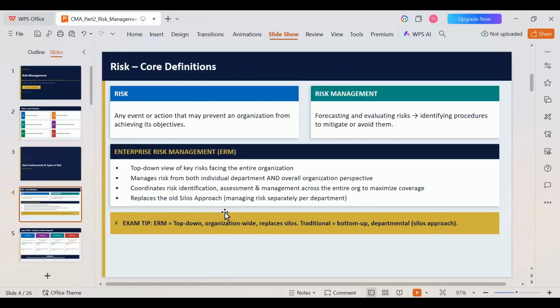Risk is any action that prevents an organization from achieving its objectives. Then, how do we manage this risk? Risk management is an effective process where we take various steps in measuring, analyzing, and responding to the risks that we are facing in a firm. Then comes our systematic approach, which is known as enterprise risk management.